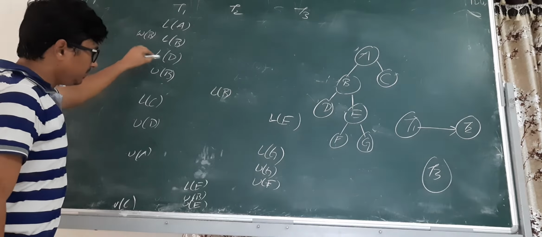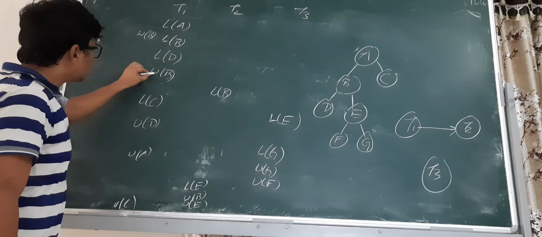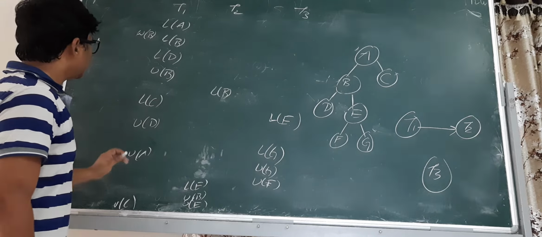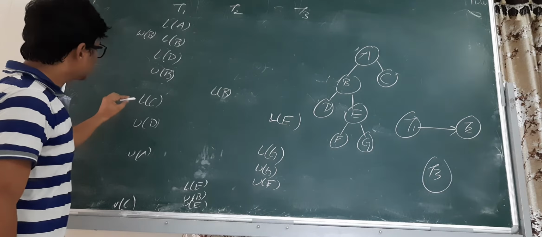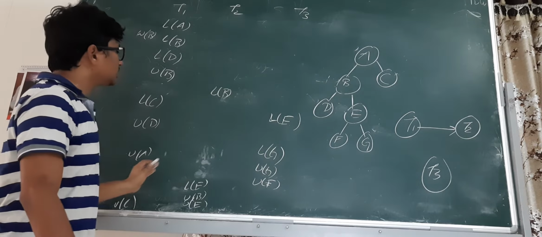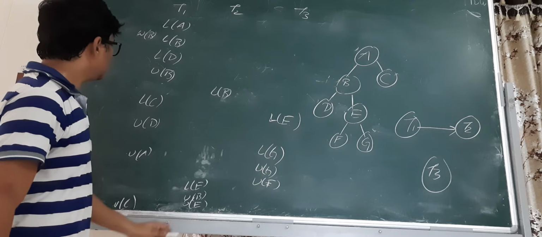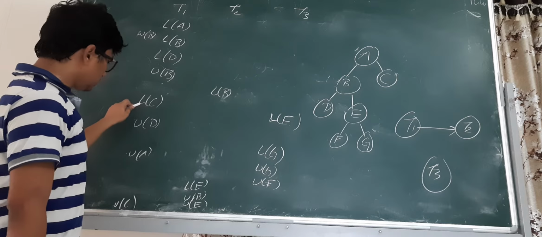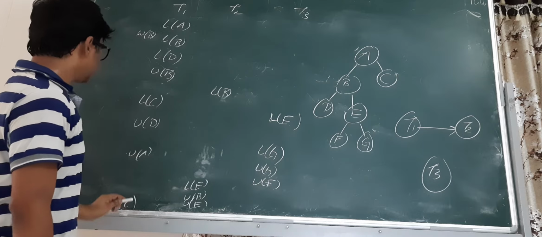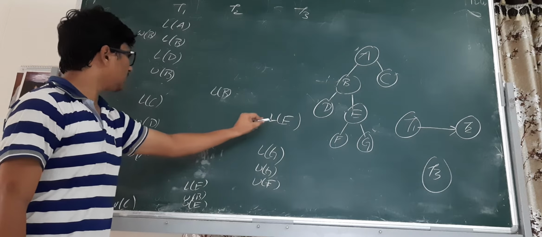Now, lock on D: there is no other lock on D, so we don't need to worry. Unlock B: there is no conflict, so no problem. Coming to the lock on B, there are no locks on B in transactions T2, T1 and T3, so no need to worry. After this you have lock on C. Is there any other lock on C? Not there.